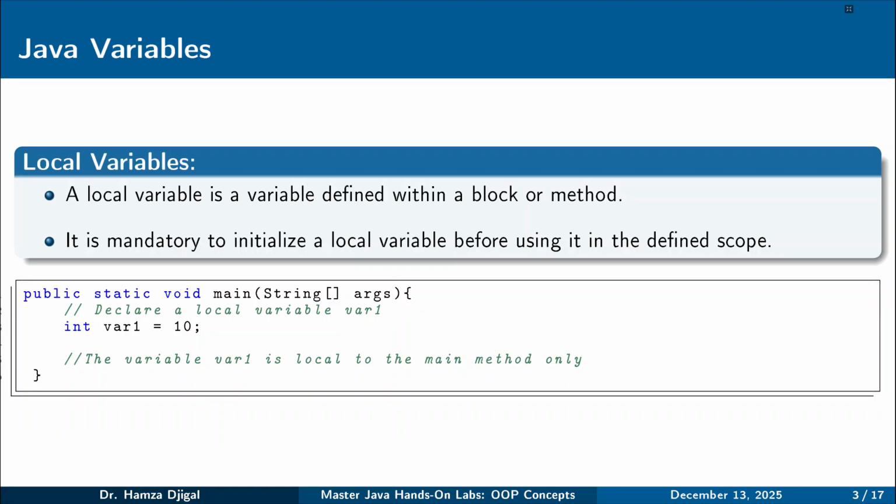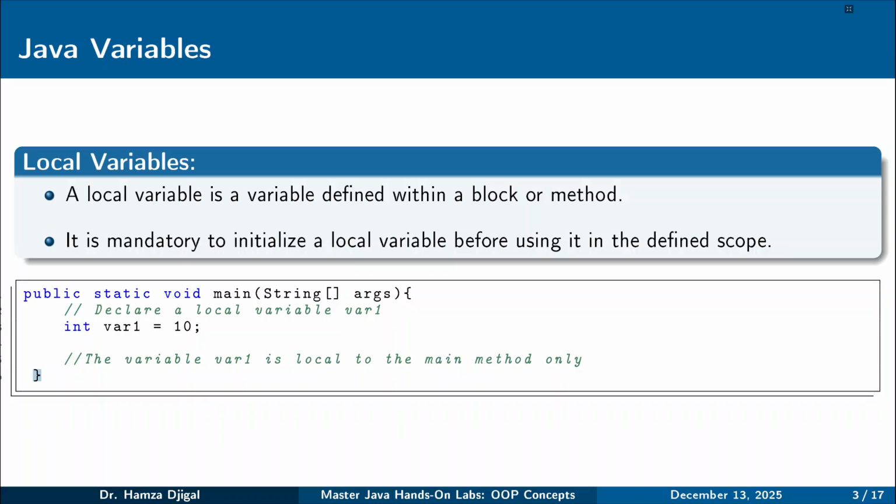A local variable is a variable defined within a block or method. That means anything that starts with an opening brace and is closed by the closing one is, in general, a block. The block can be a method. The block can also be a statement like the if or while condition that we explained in a previous video. So this is basically a local variable.